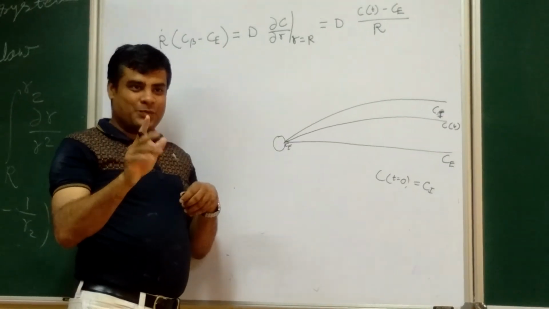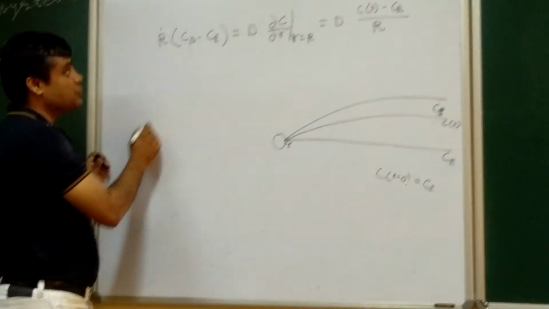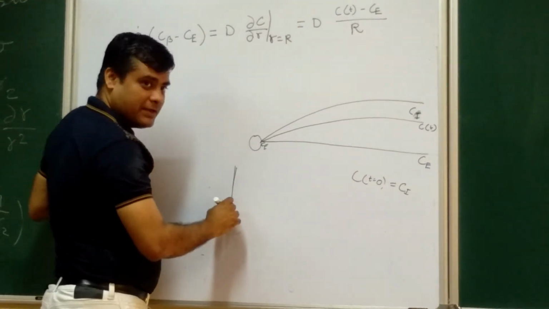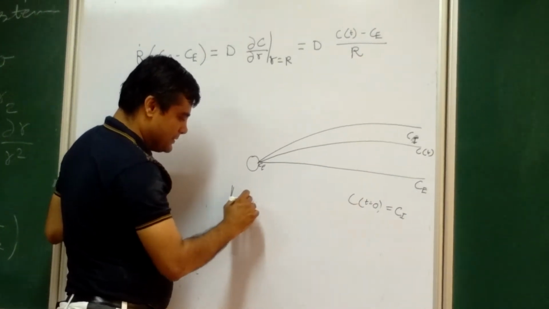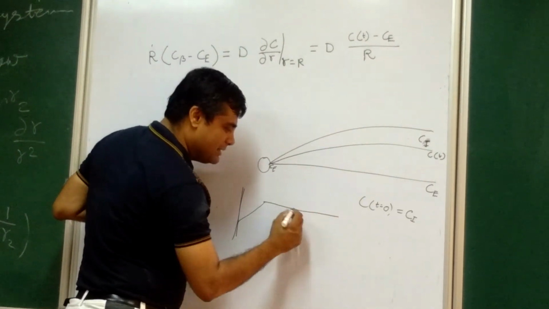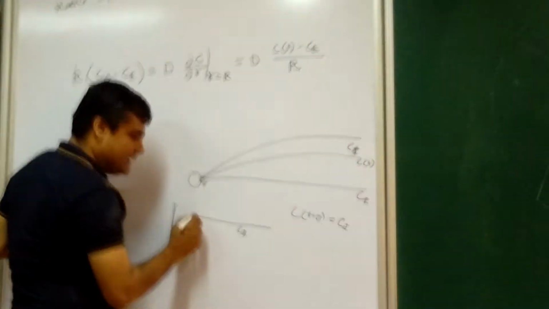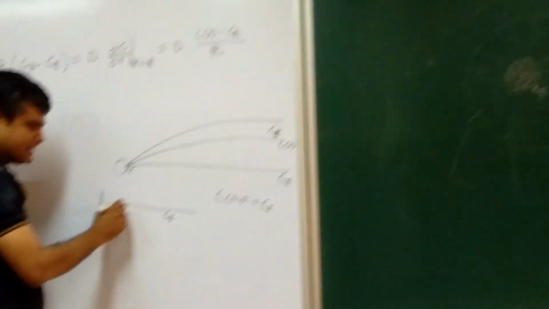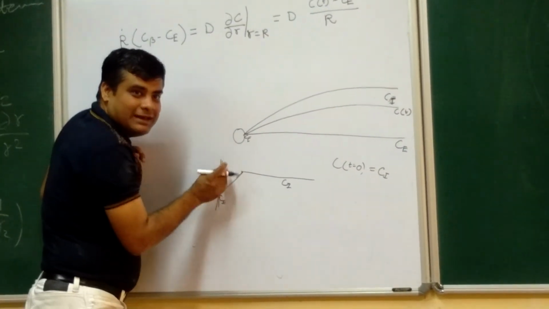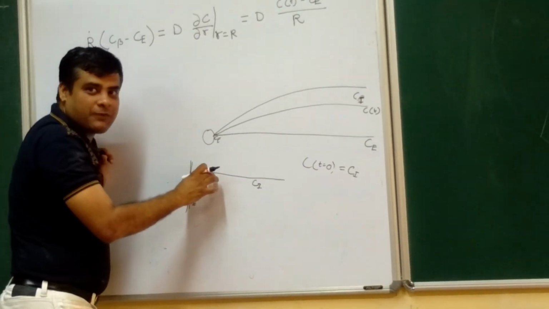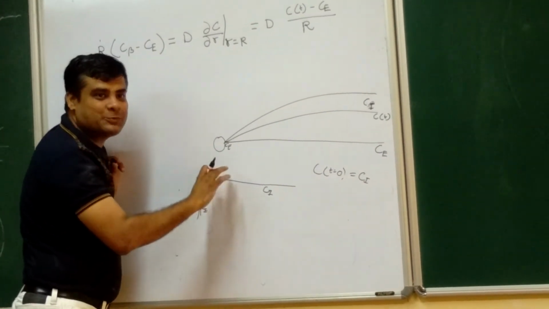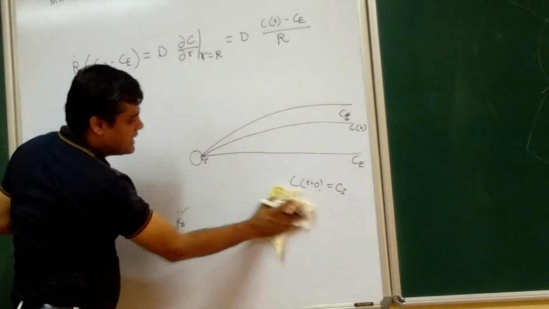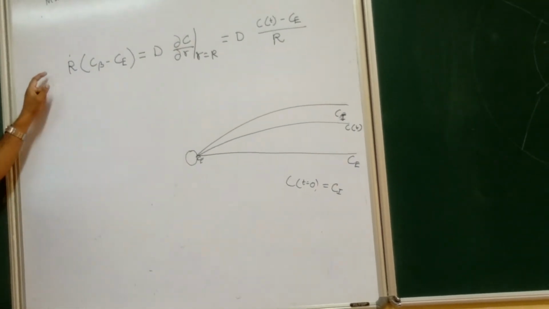In the other case, when supersaturation is very high, then what happens? If this is your interface, it will remain as Ci and this is Ce. This concentration gradient, this depletion zone, is confined in a small distance when supersaturation is high. Diffusion is slow. Okay. Now this is the case when supersaturation is low for one single particle.